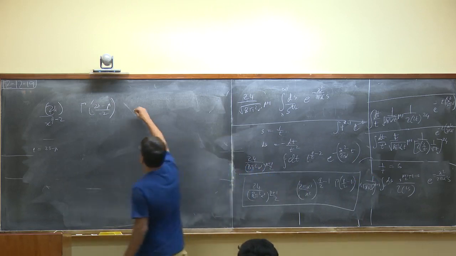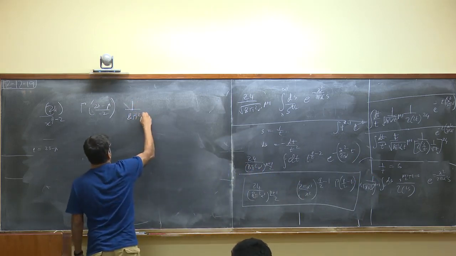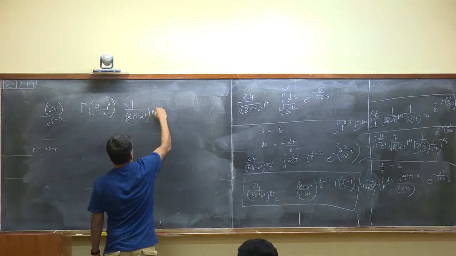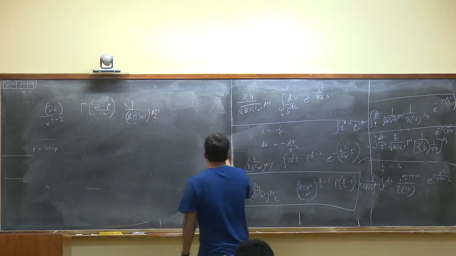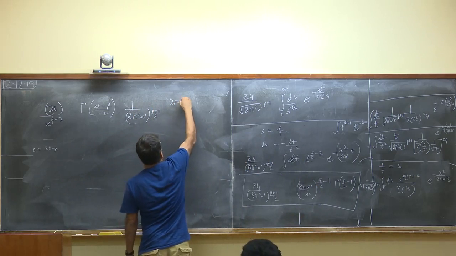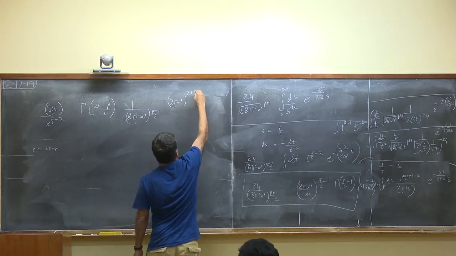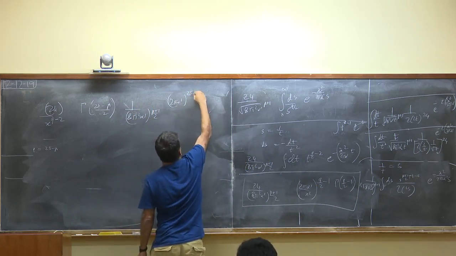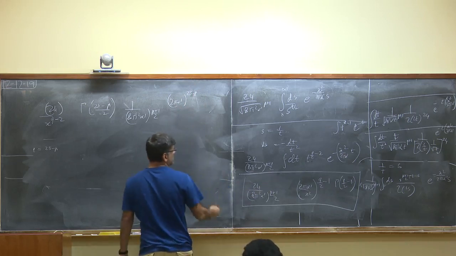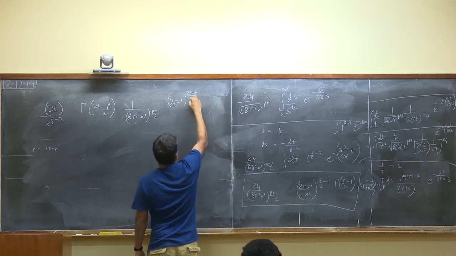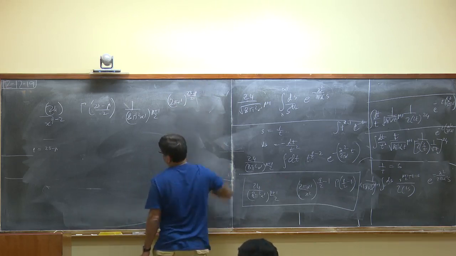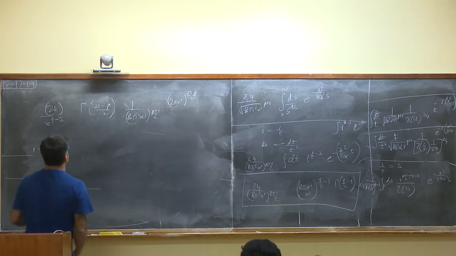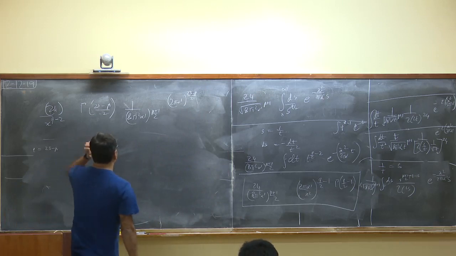So we have 1 over 8 pi squared alpha prime to the power (p plus 1)/2. And now we have 2 pi alpha prime to the power (25 minus p)/2 minus 1. So 23 minus p, that is, minus 23 p by 2.